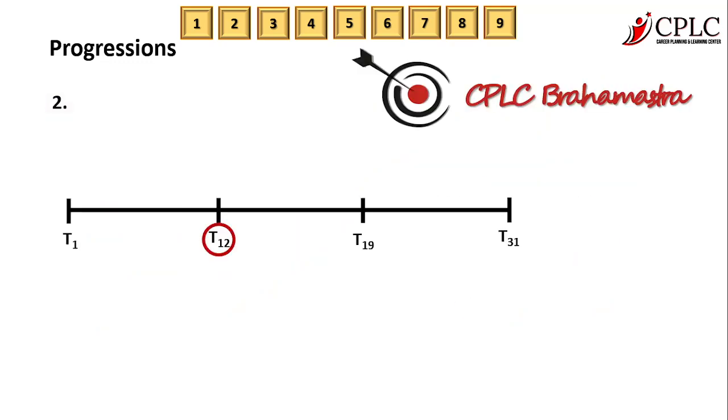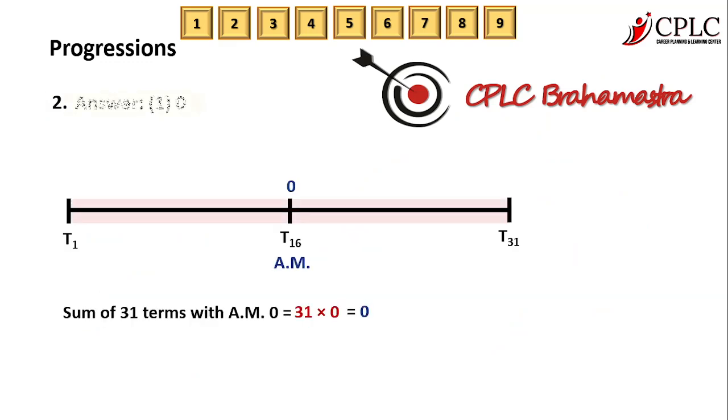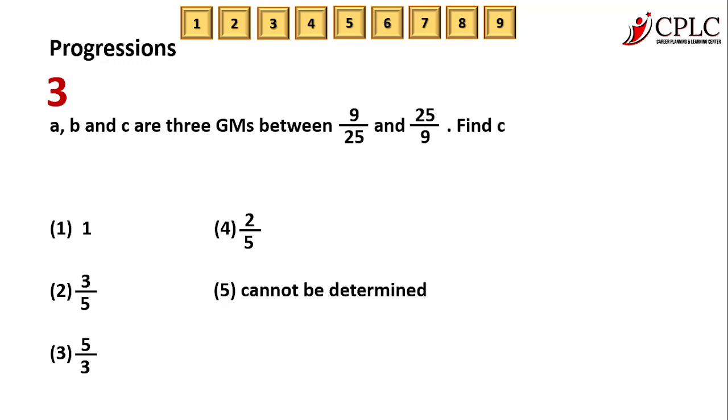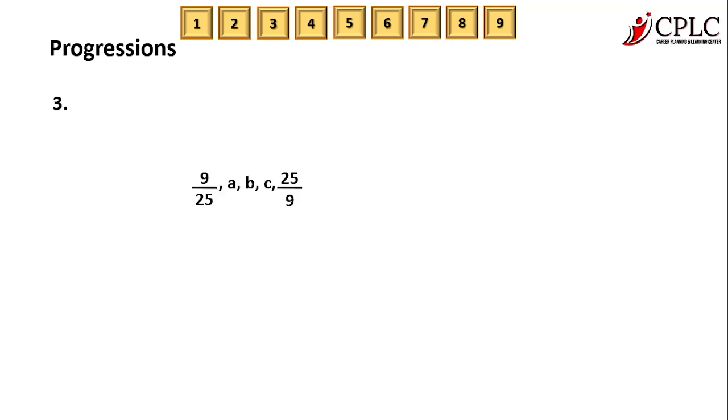Question number 3 straight away, which says A, B, C are the three geometric means between 9 by 25 and 25 by 9, and we have to find the value of C, for example. So what really happens here is A, B, C are the three geometric means between these two numbers, that is 9 by 25 and 25 by 9.